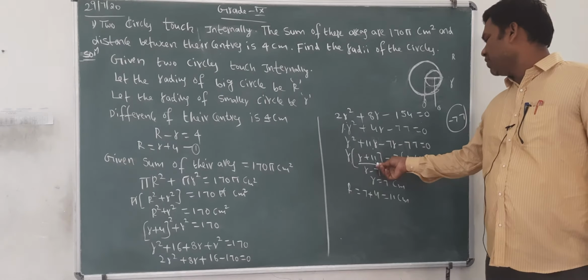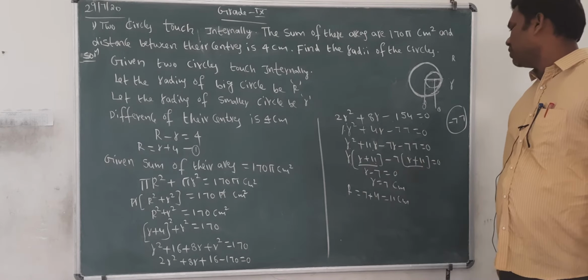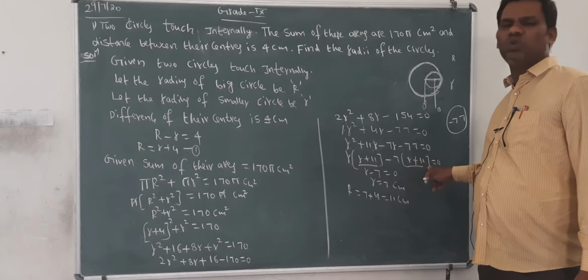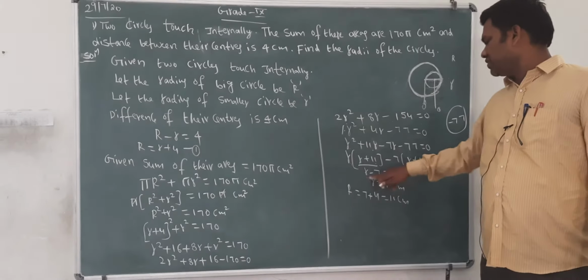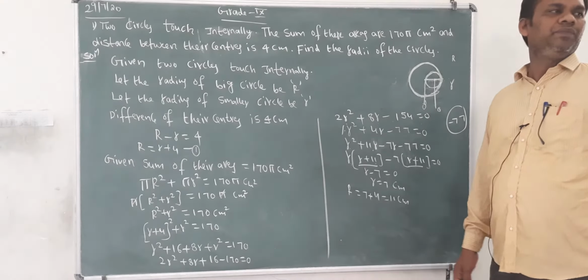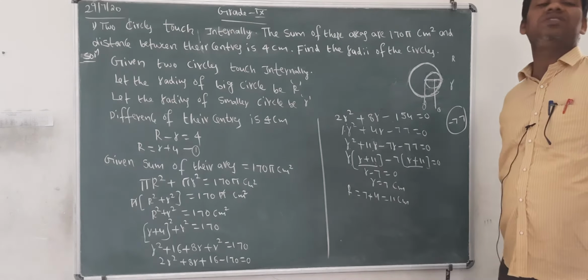So now what is common? r plus 11 is common. So we will write (r plus 11) into (r minus 7) equals to 0. Then r minus 7 equals to 0, then r equals to 7. So small r value is 7.